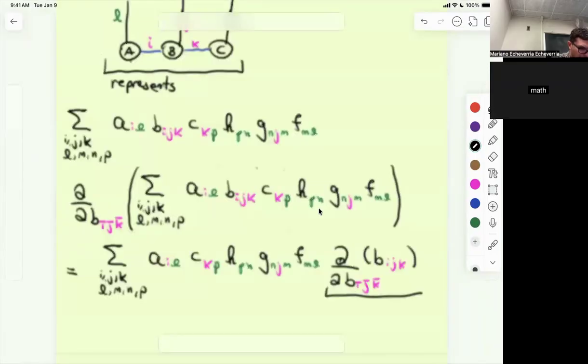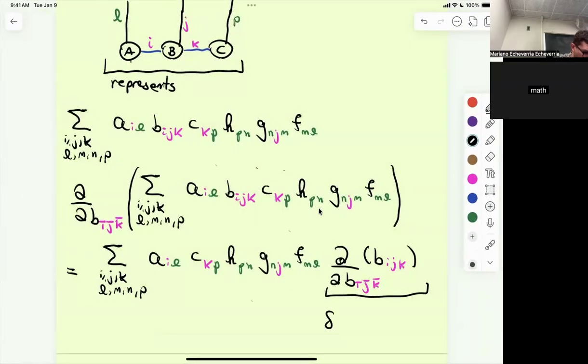I'll use a multi-index notation. So this would be delta of the vector (i bar, j bar, k bar) with the vector (i, j, k). That means the only time you get something non-zero is if these match entry by entry.